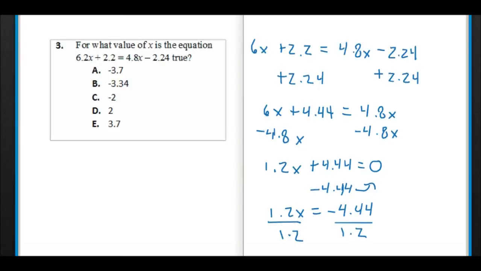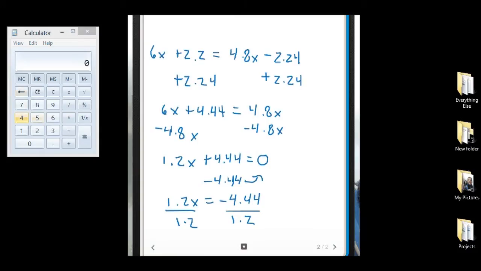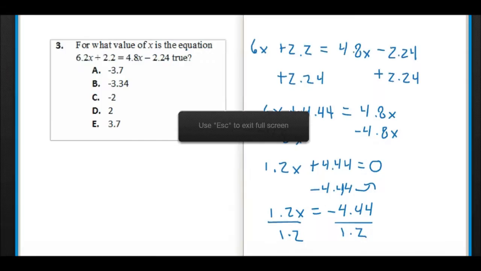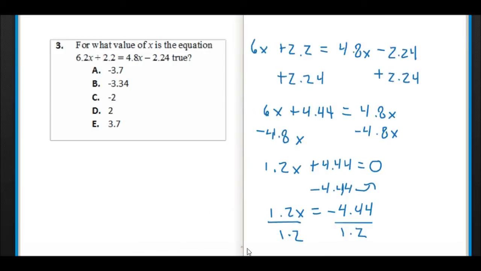It makes sense to use the calculator here to do that. So what is negative 4.44 divided by 1.2? Well, looks like it's negative. Let me get back to the full screen here. Looks like we have x equals negative 3.7. All right. And that's letter A.